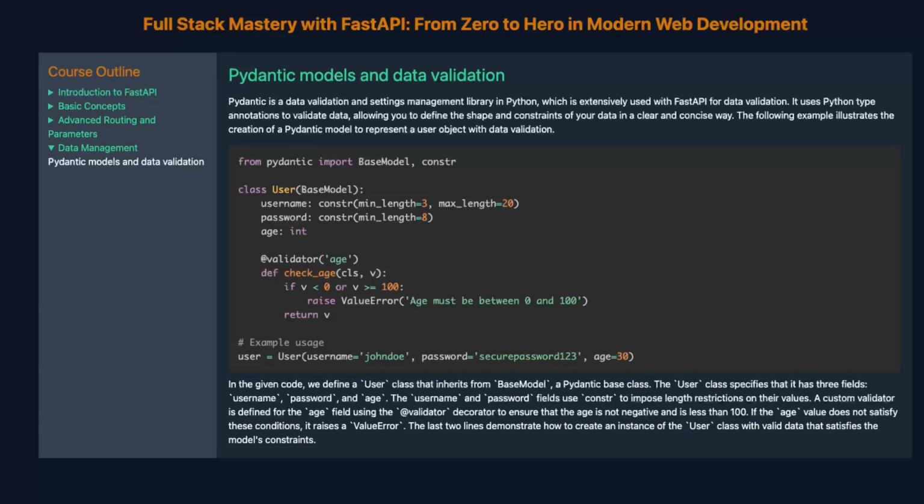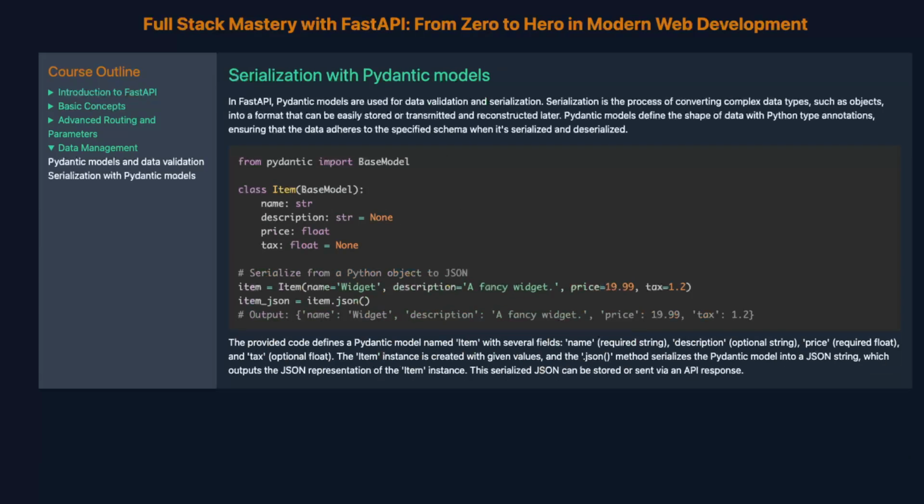In the given code, we define a User class that inherits from BaseModel, a Pydantic base class. The User class specifies that it has 3 fields: username, password, and age. The username and password fields use constr to impose length restrictions on their values. A custom validator is defined for the age field using the @validator decorator to ensure that the age is not negative and is less than 100. If the age value does not satisfy these conditions, it raises a ValueError. The last 2 lines demonstrate how to create an instance of the User class with valid data that satisfies the model's constraints.